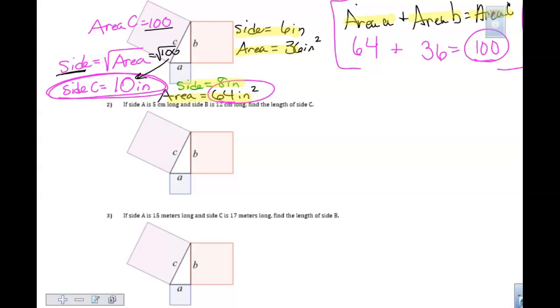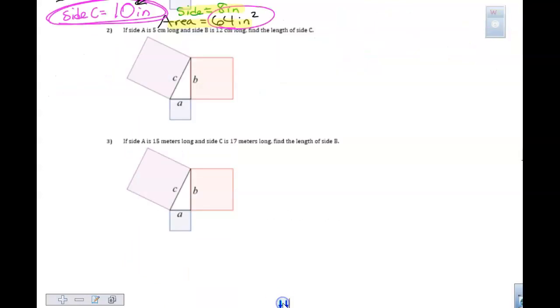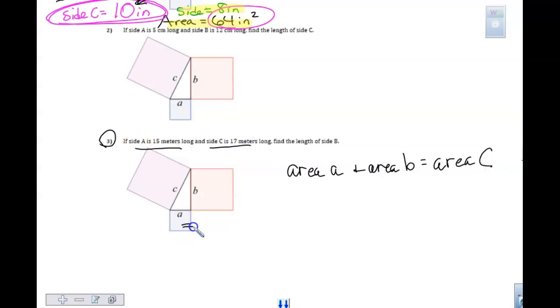So you guys are going to write this down. As I look at number 3, you could put on your paper, page 23, number 3. Okay. So we are going to start with area A plus area B equals area C. And they tell me 2 pieces of information. They tell me A was equal to, the side was 15 meters, and C is equal to 17 meters.